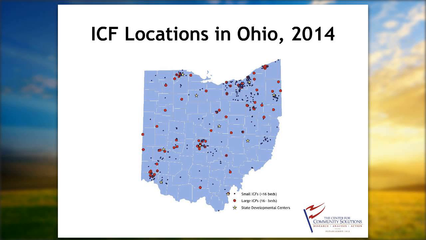Okay, so this map shows the physical location of ICFs by size throughout the state. Hopefully you're able to see this pretty well. If not, there's also an interactive version of this map on the website that's also pretty cool. On this map, the large red dots indicate large private ICFs with 16 beds or more, and the smaller dots indicate small private ICFs. And then the stars represent our state developmental centers, currently 10. As you can see, we have some counties who have no ICFs. 25 of Ohio's counties have no ICF beds. Now, this doesn't mean that individuals from those counties don't go into ICFs. It just means that they would have to go to another county for the service.